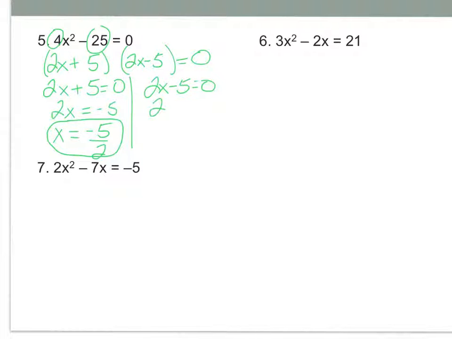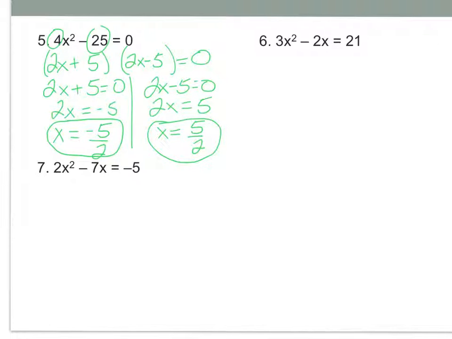And then on the right, add 5 and divide by 2. Again, I'm just going to leave my answer as a fraction, but you can make that one a decimal since it's a terminating decimal. Alright, number 6.